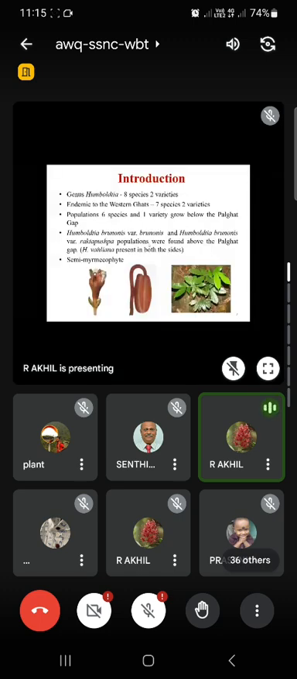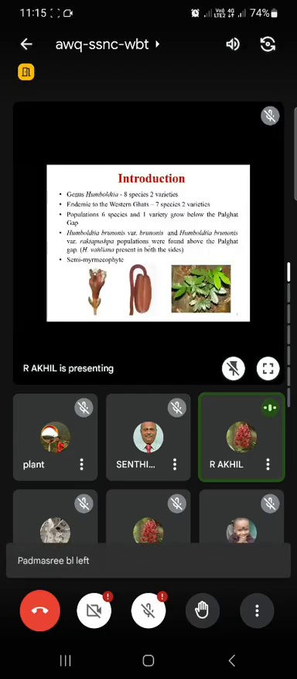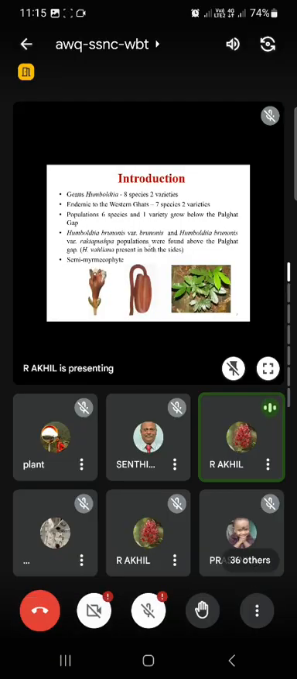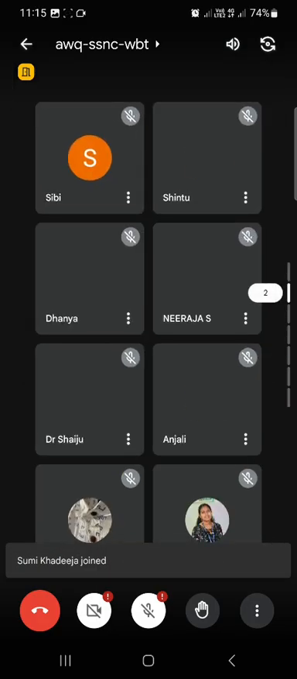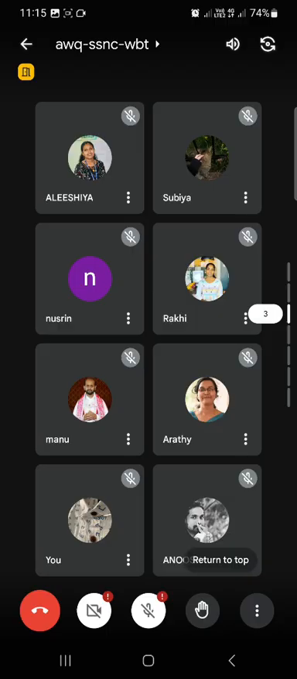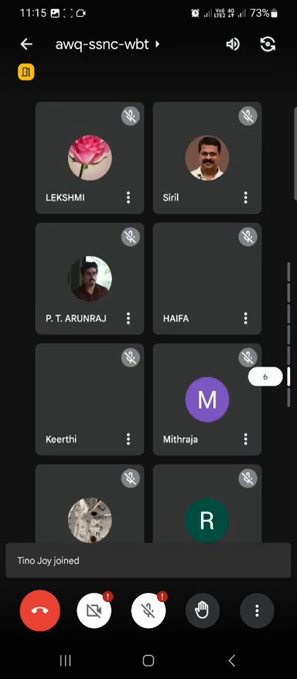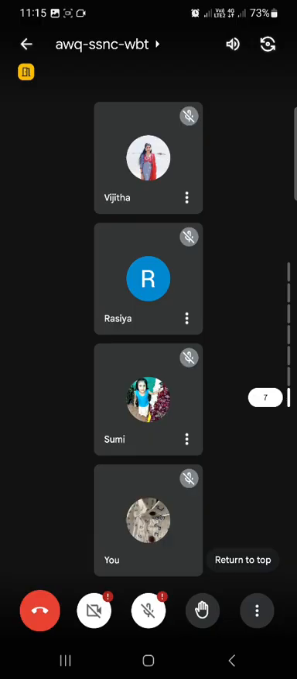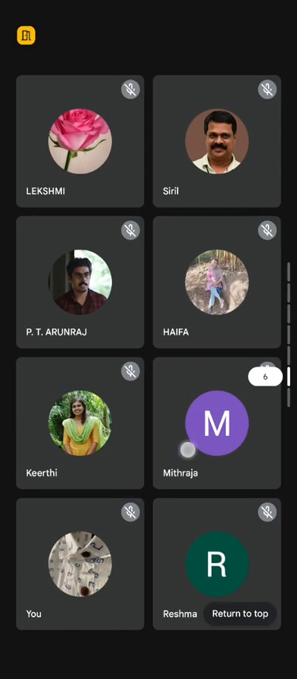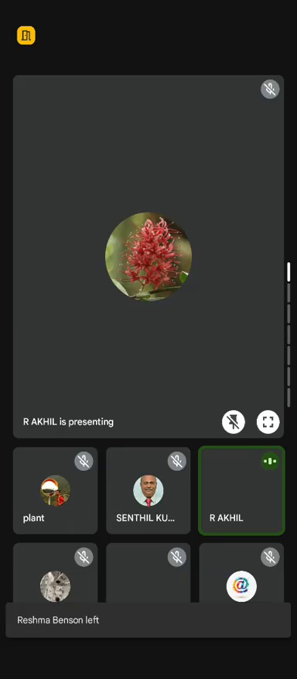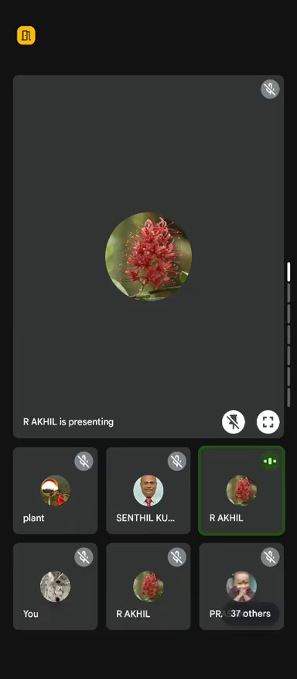Introduction: the genus Humboldtia includes 8 species and 2 varieties, among which 7 species and 2 varieties are endemic to India. The remaining one species, Humboldtia lorifolia, is endemic to Sri Lanka. Here, 6 species and 1 variety grow below the Palghat gap. The selected species, Humboldtia brunonis variety brunonis and Humboldtia brunonis variety rectapushpa, were found above the Palghat gap, and it is considered a semi-myrmecophyte plant. A myrmecophyte is a plant that has such a strong interaction with ants. Here, several ant species are present in the plant. It is considered a semi-myrmecophyte because, the reason I will explain later.